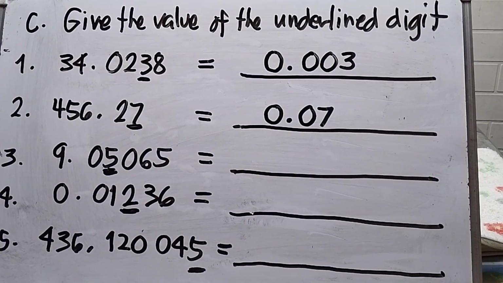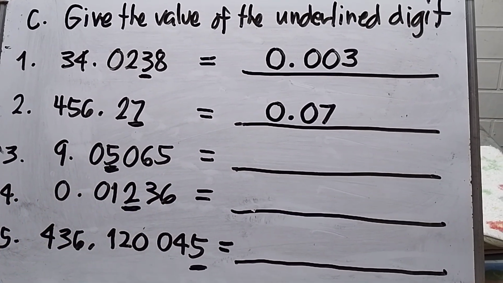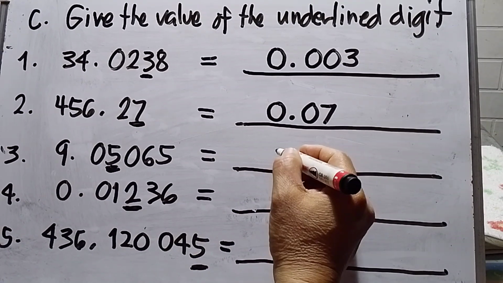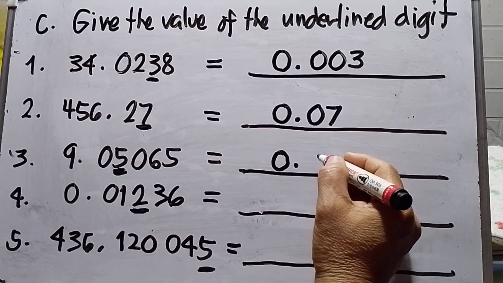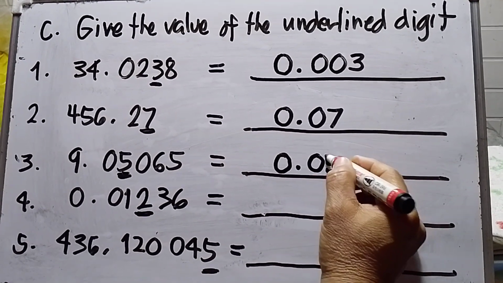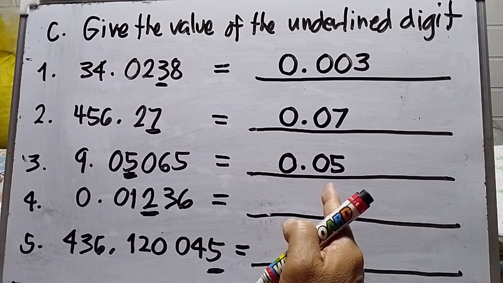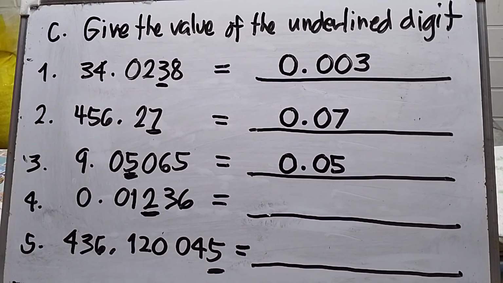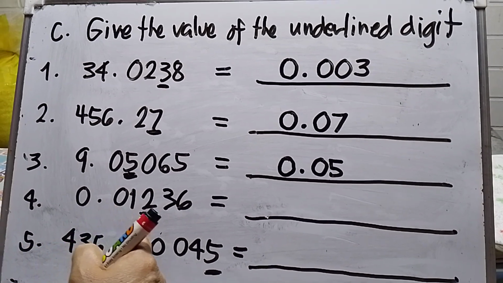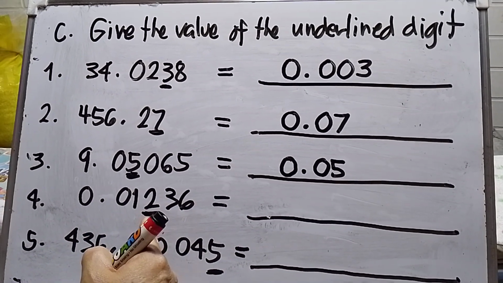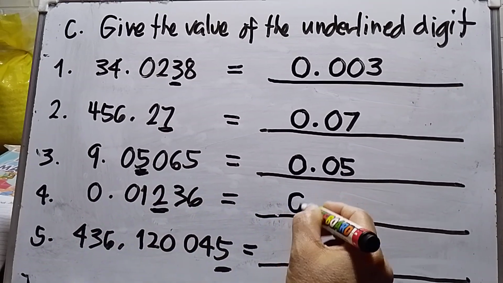Now let's go to number 2: 456 and 2,700. The underlined digit is 7. How do I write the value for this 7? Formal form will be 0 before the dot, so this will be 0.07. If I read this one, it is 7 hundredths. Now, number 3: 9.05065. The underlined digit is 5. Again, in formal form of a decimal, write 0 before the dot, and this will be 0.05, which is 5 hundredths, same as number 2.